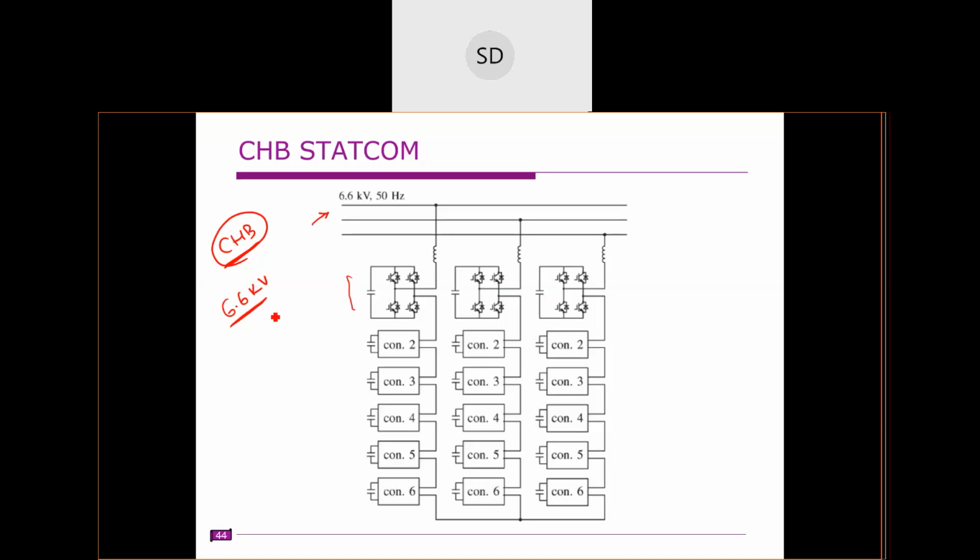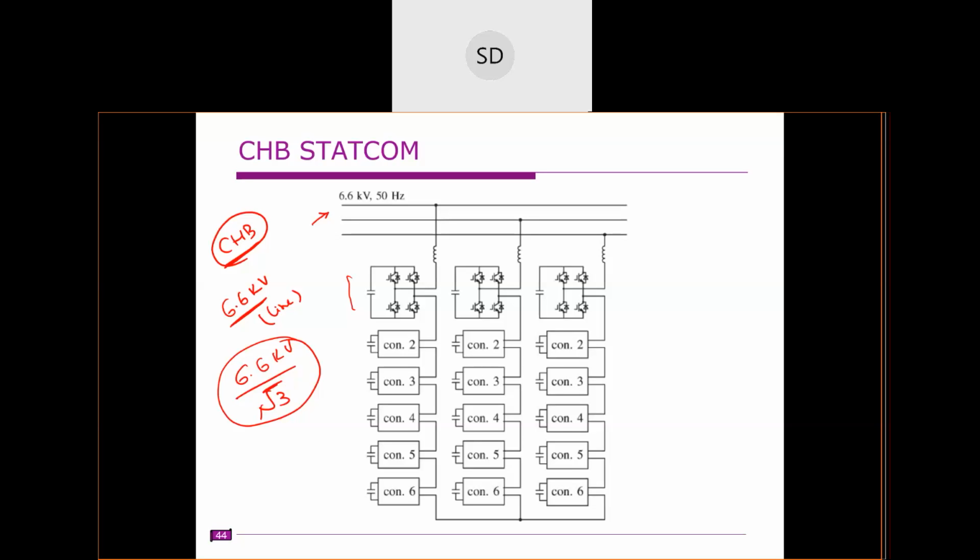Nothing else is given, right? So that means it is a line voltage. Okay, so this one is the line voltage. So what should be the phase voltage? It is 6.6 kV divided by √3. That will be the phase voltage.